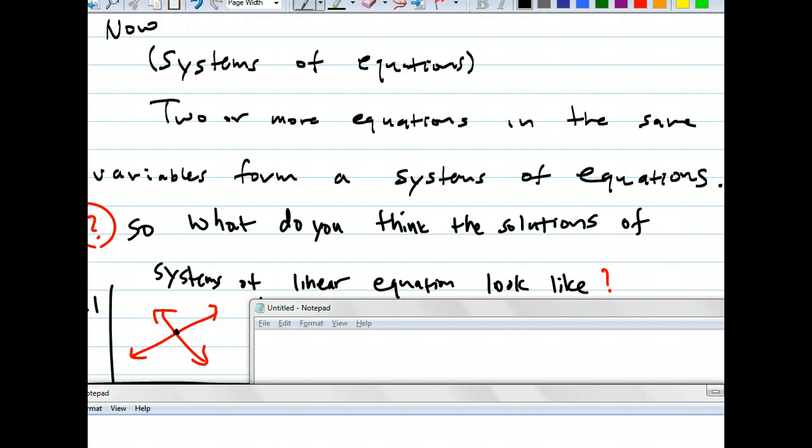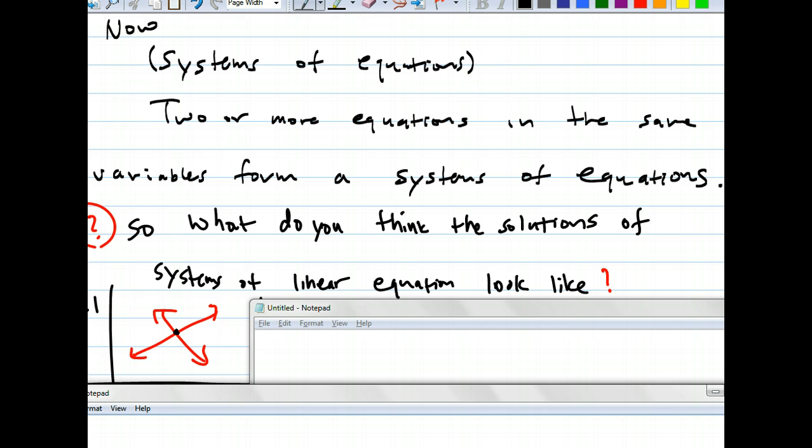Could it be out here? Could the point be out here? Could it be on this right line up here? Is that a solution to both of the lines? No, it is a solution for only one of them, right? So where is a place where it will be a solution for both? Where the two lines intersect.